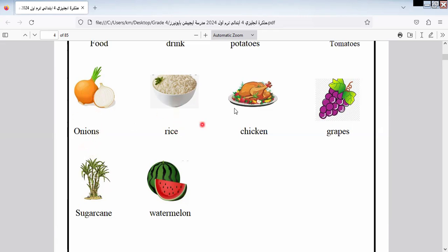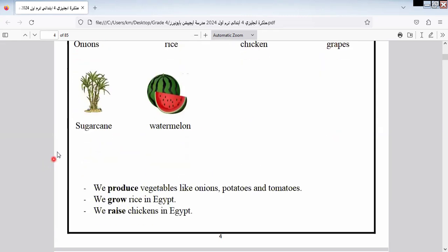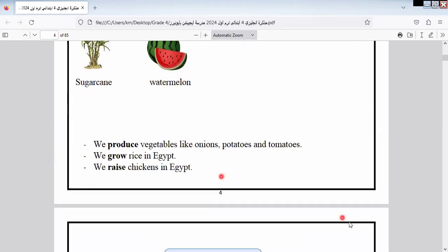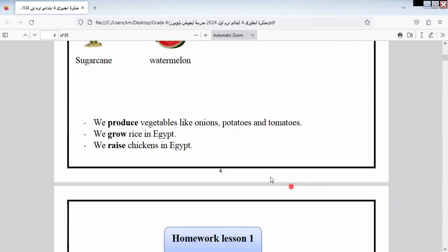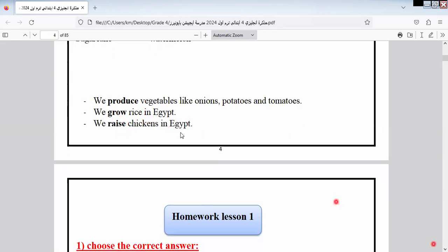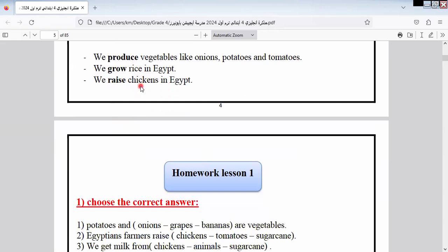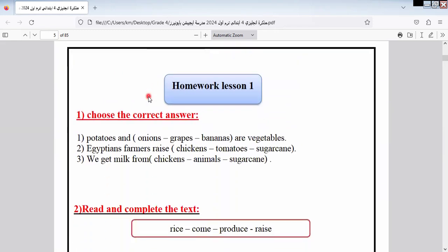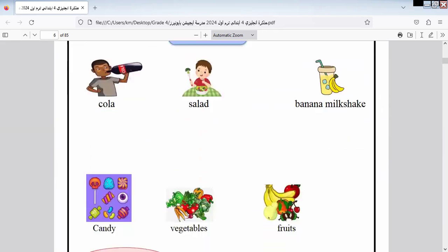Here we have onions, rice, chicken, grapes, sugar cane, watermelon. Here we have some expressions used with food, like we produce vegetables like onions, potatoes, and tomatoes. We grow and raise. We have here 2 important verbs we learned during this lesson: the verb grow and the verb raise. As we know, grow is used with crops or food, and raise we use with animals like chickens in this sentence. Let's go to lesson 2.